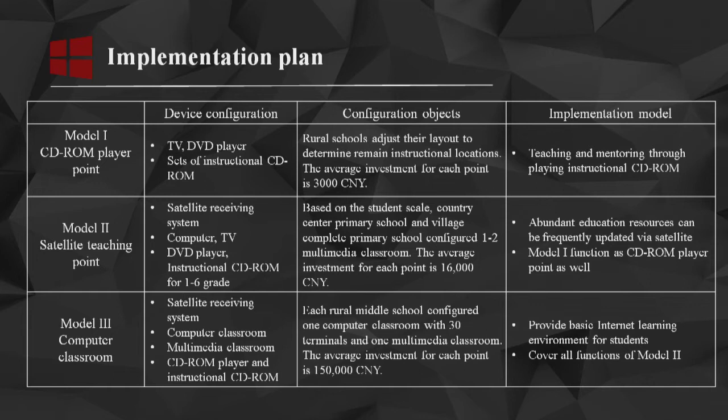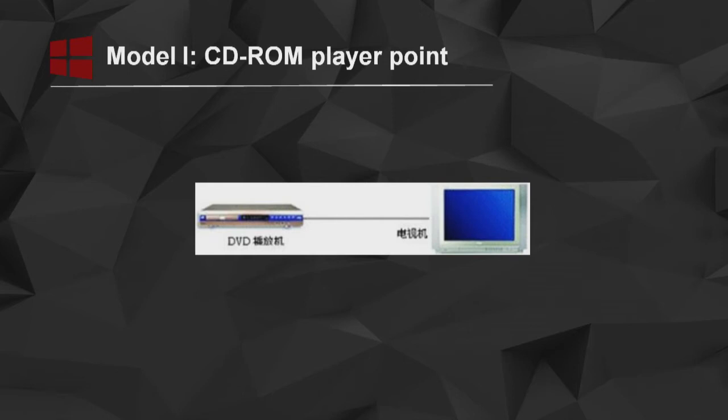And for this kind of school, we use Model 1 to bring them the basic resources, and for the complete elementary school, primary school, we use Model 2, and for middle school, we use Model 3. Model 3 is more advanced, using more advanced technology, and here are the different facilities for these different models.